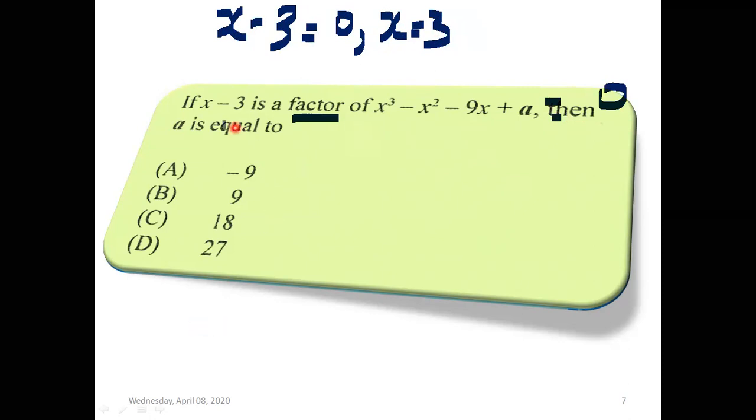So question, what if the question had said if x plus 3 is a factor, what would you put? What would you replace x with? Negative 3. It would have been negative 3 because you'd have x plus 3 equal to 0, and then you'd have x equals negative 3. All right, so this is the setting out.